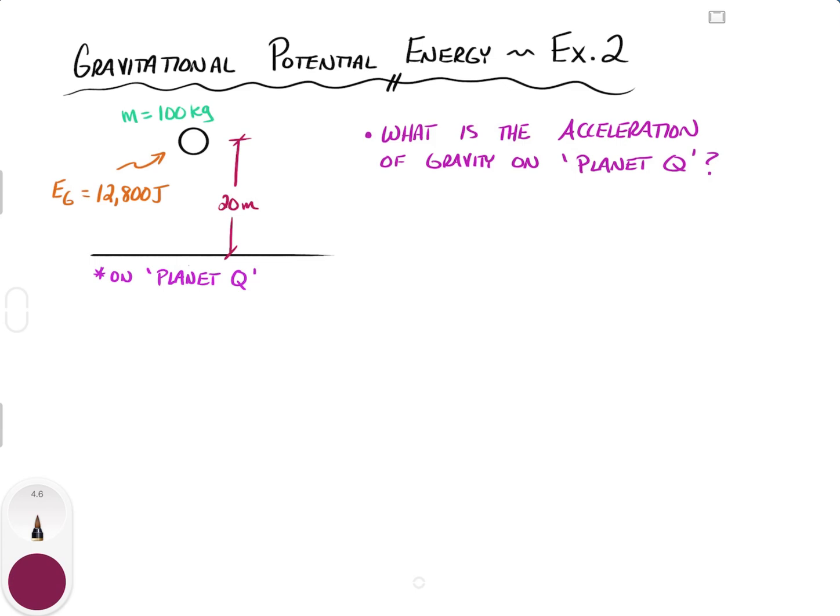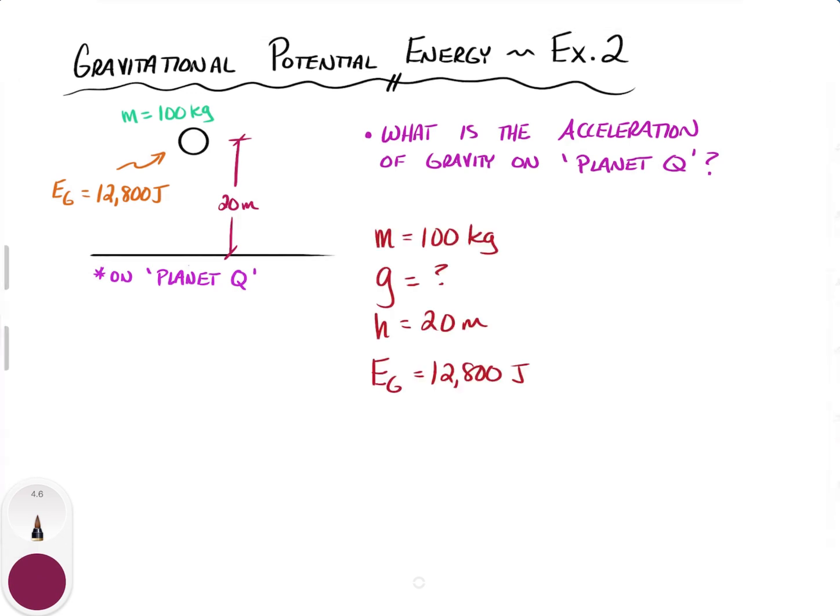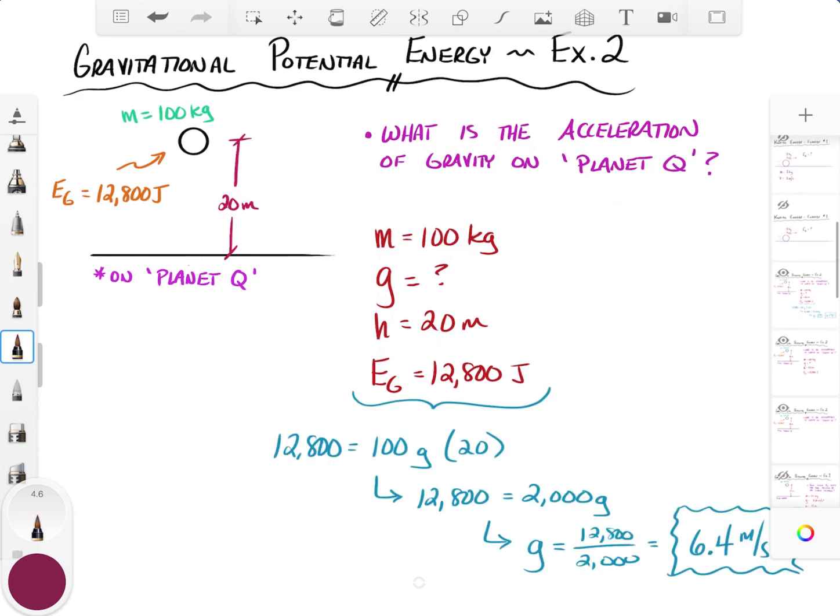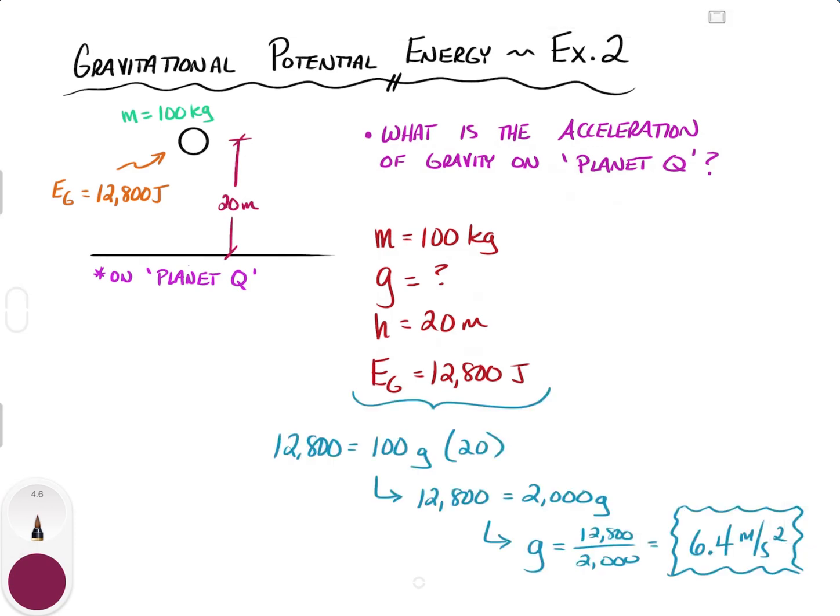So once again, we should start with listing everything that we know. So we're given the mass, the height, as well as the gravitational potential energy. What we don't know is the acceleration due to gravity on this planet. But once again, all we need to do is plug what we know into our equation. So the potential energy, which is 12,800, is equal to my mass of 100 times the unknown acceleration times the height of 20. And if I just solve that out, I'll get 12,800 equals 2,000 g.